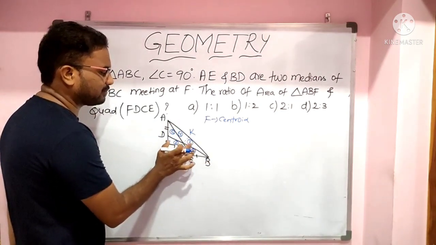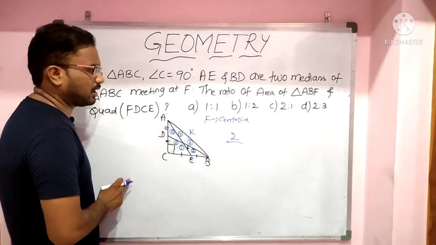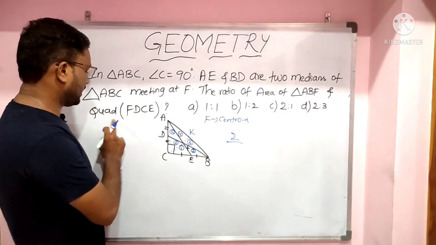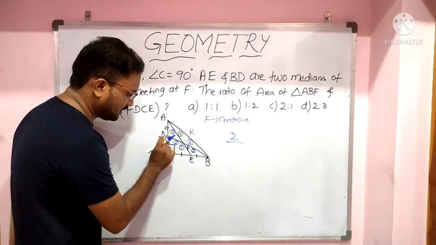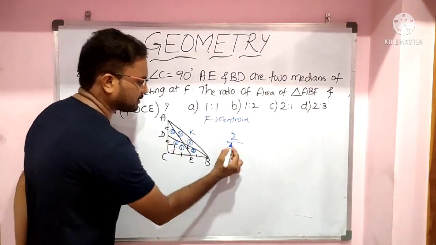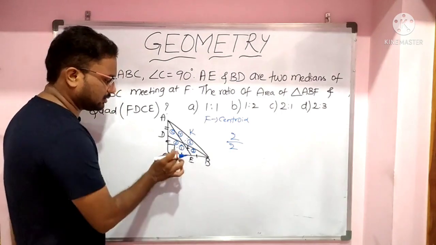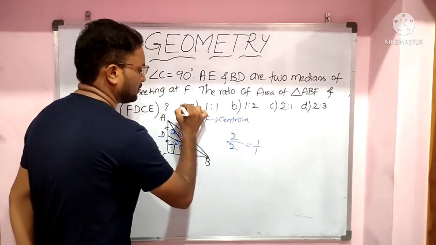ABF means 2 parts. This is one, this is one. And the area of triangle ABF and the area of quadrilateral FDCE. This is FDCE. So this is also equal to 2 parts. This is one part and this is one part. So the answer is 1:1.